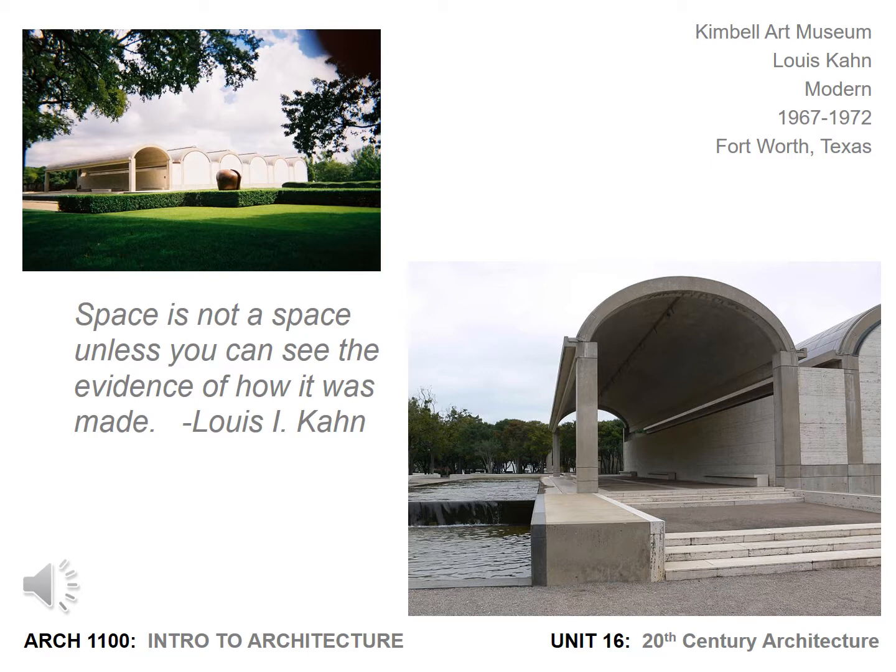But in this building, the barrel vault's built out of concrete, which is one of the key 20th century building materials. Kahn says, "Space is not a space unless you can see the evidence of how it was made." And in this building, he's celebrating the 20th century material of cast-in-place concrete through this cast barrel vaulted space. This building is a composition of 16 barrel vaulted units. The barrel vault is both the key structural unit as well as the key spatial unit. In other words, the vault becomes both structure and space simultaneously.